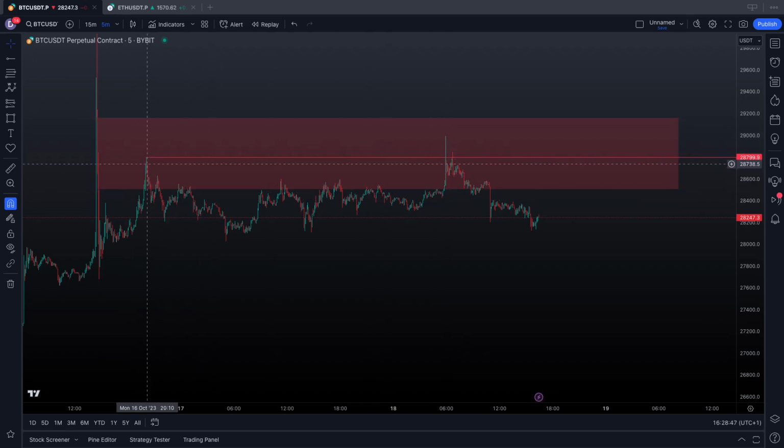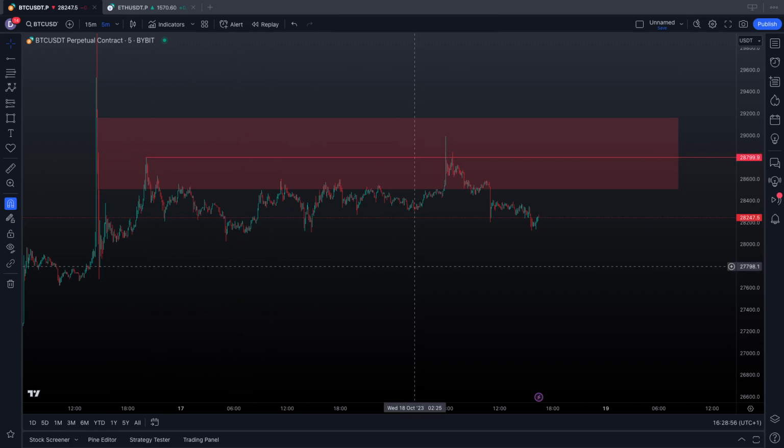So anytime you see high consolidation near your area of resistance or support, it's a red flag. That's my main point, I guess, I wanted to try and say.